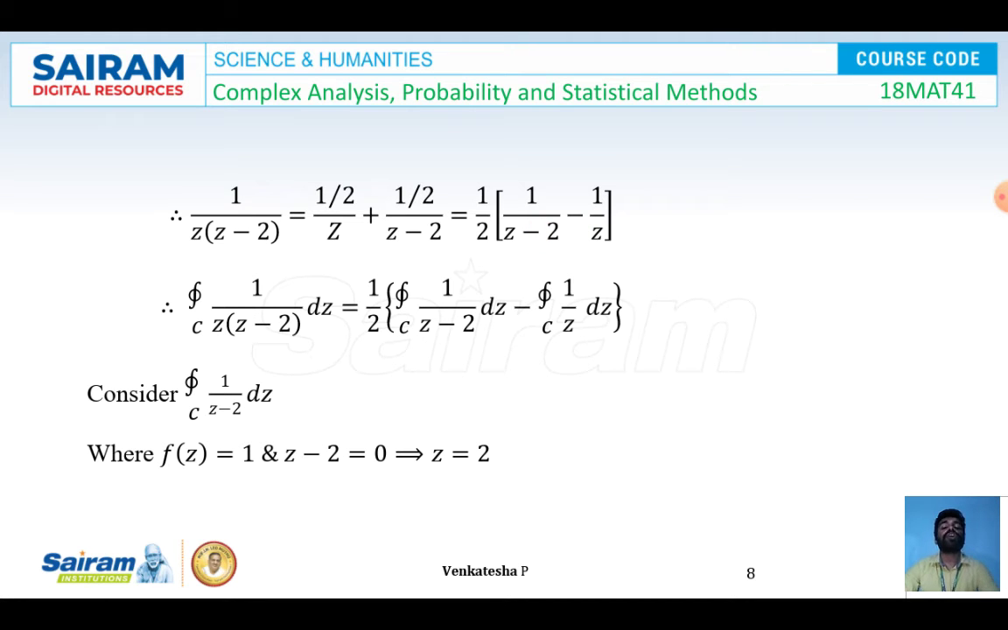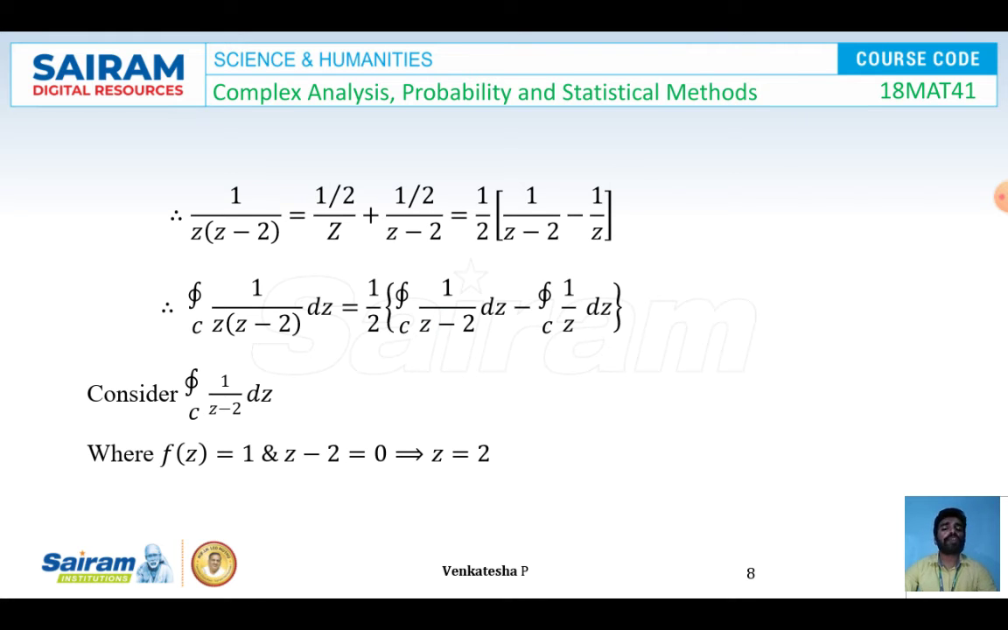I got this equation. Now I am going to apply the integrals on both the sides with respect to z. I got the equation, the integral over the region C, 1 by z into z minus 2 dz is equal to 1 by 2 into the integral over the region C of 1 by z minus 2 dz minus the integral over the region C of 1 by z dz. Now the actual integral can be split into two equations. This is one equation and this is one more equation.